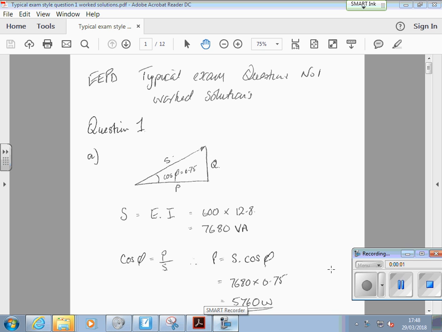Work solutions to the 3 typical exam questions. Make sure you're on the same page. Question 1: the nameplate on an AC electric motor indicates that it's designed to connect to a 600 volt, 50 hertz line, full load current 12.8 amps, power factor 0.75. Part A says sketch the power triangle. So getting those 3 things right on there would be worth some marks.